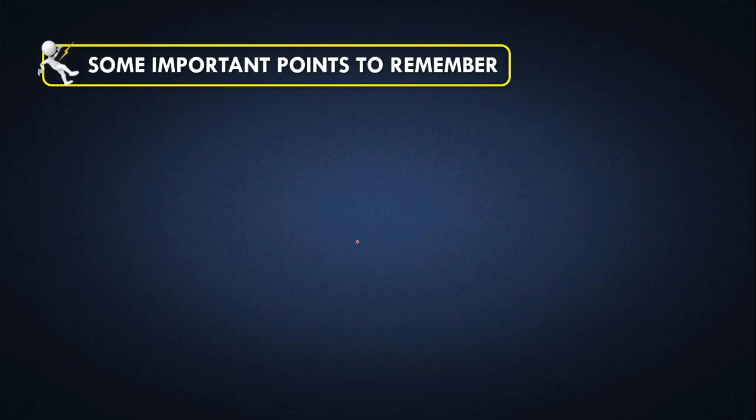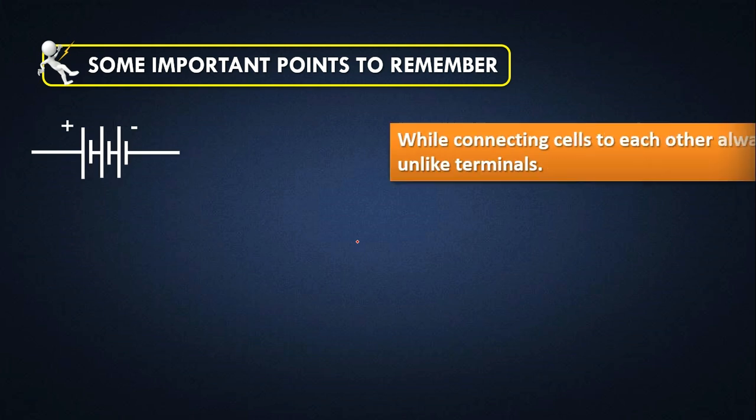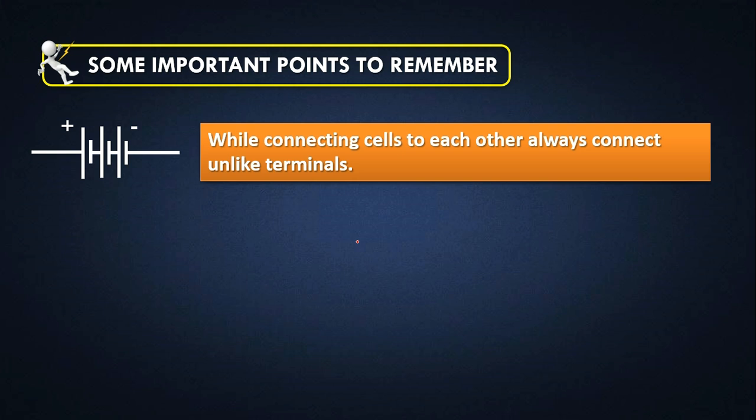And some important points to remember. Always keep them in mind. Here, batteries: to form a battery while connecting the cells to each other, always connect unlike terminals. Negative terminal with positive terminal or positive terminal with negative terminal. We should not connect the like terminals of each battery here. Okay, because we have to connect the cells in series to form a battery here.